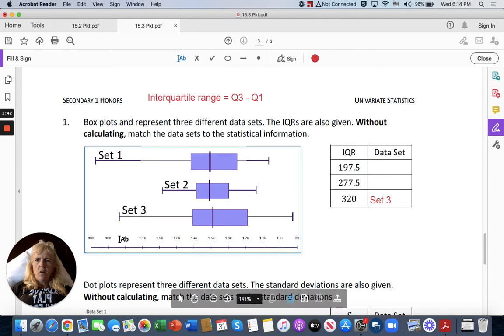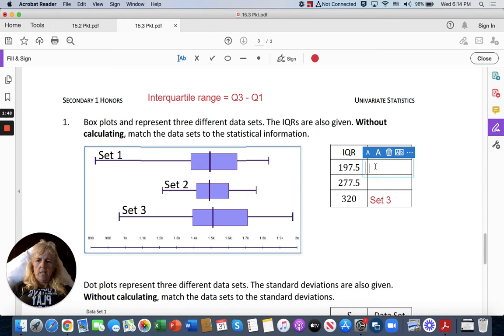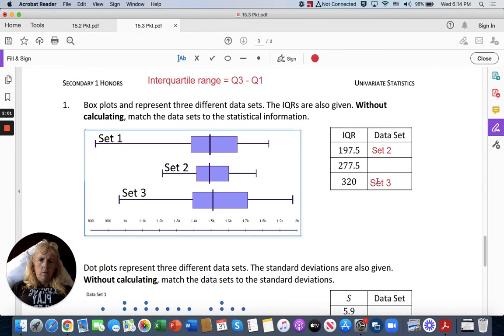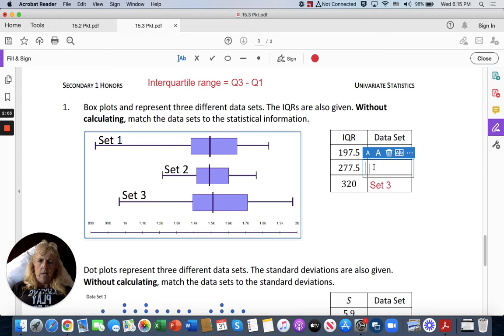So we're not even calculating. We don't need to look at the numbers. This is the smallest one, so that one would have to be set 2 right here. Now we look at the middle one right here, and it is going to be set 1. Again, without even calculating, we've already figured out all three answers.